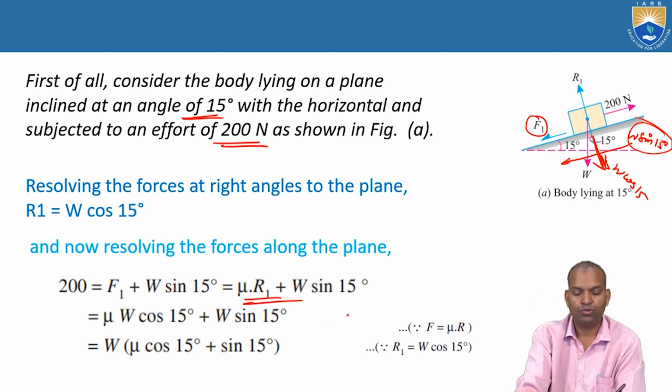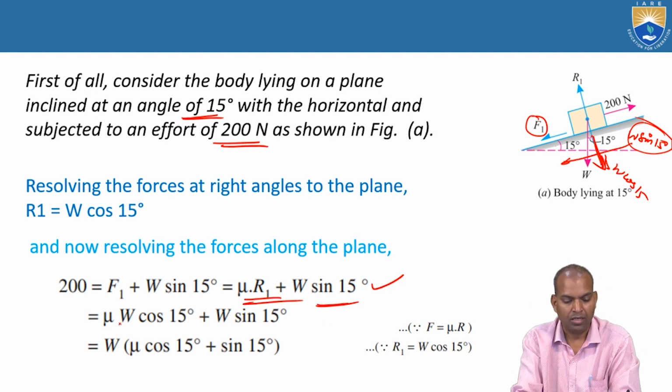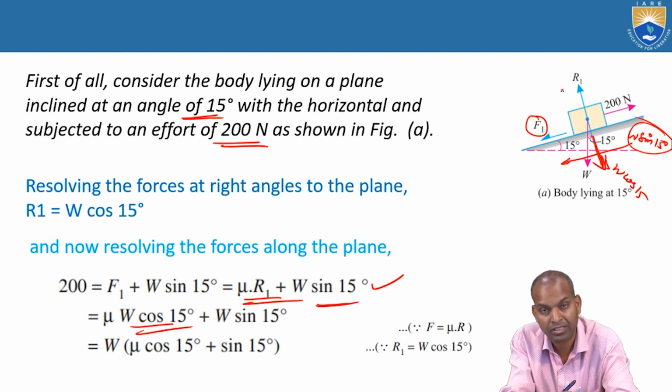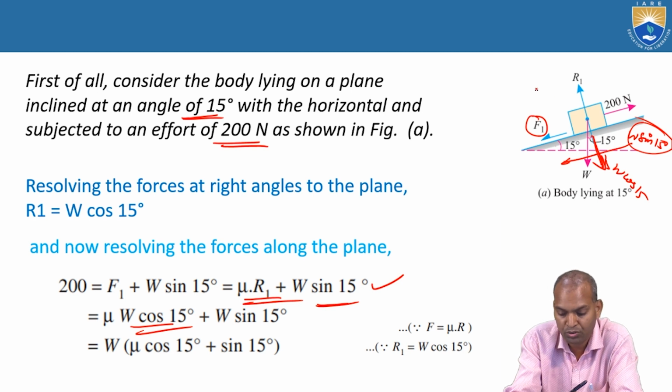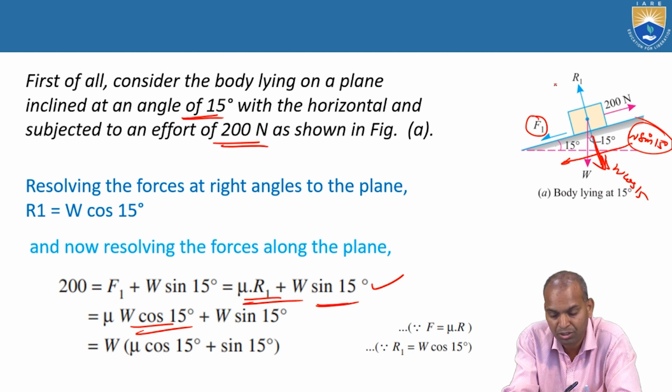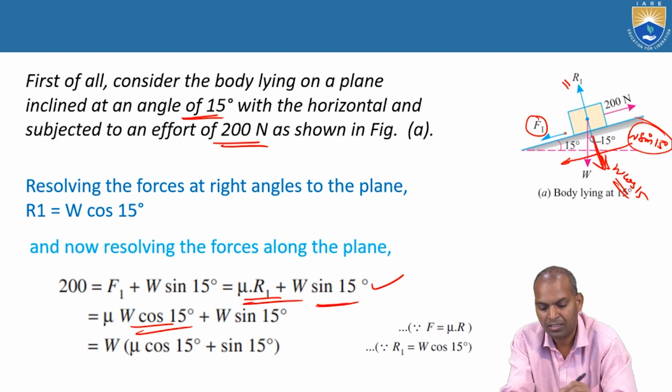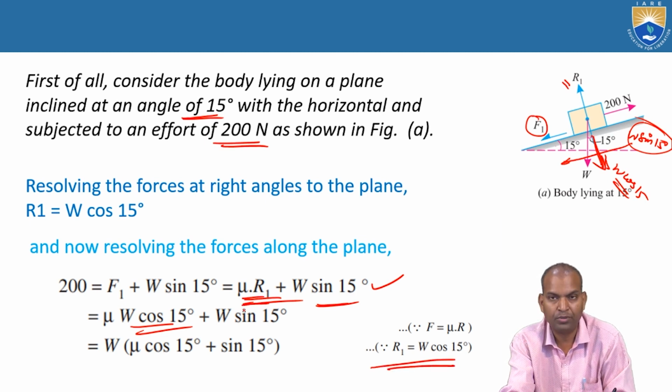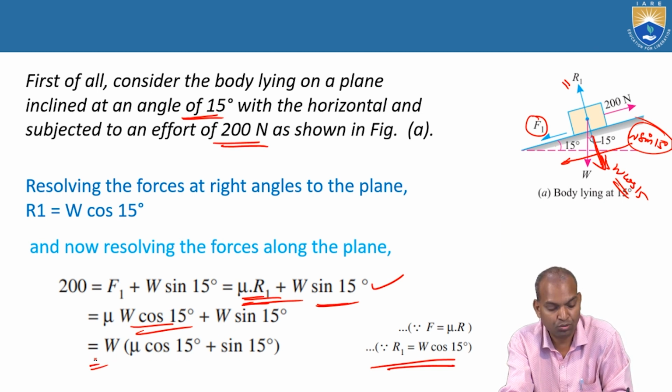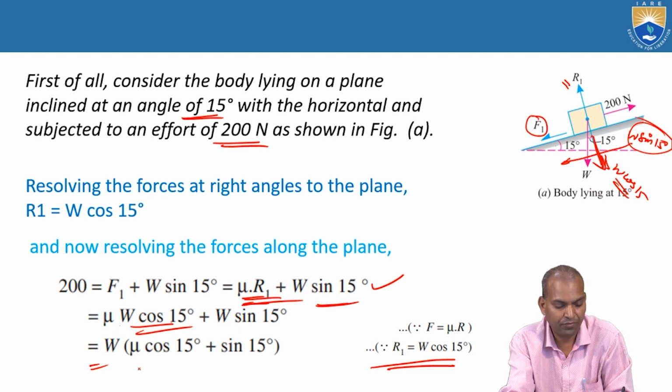What is F1 equal to? Mu times R1. And what is R1 equal to? By considering the forces perpendicular to the plane, R1 is upwards, so R1 equals W cos 15. Substitute W cos 15 in place of R1: 200 equals mu W cos 15 plus W sin 15. Make W common: W times (mu cos 15 plus sin 15).